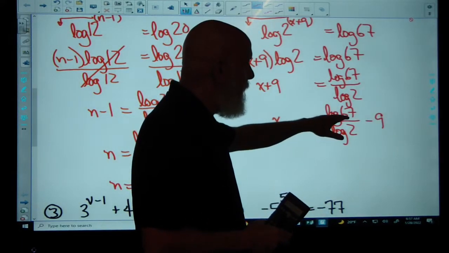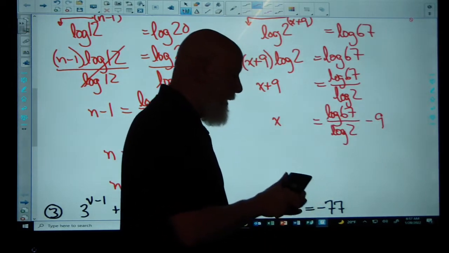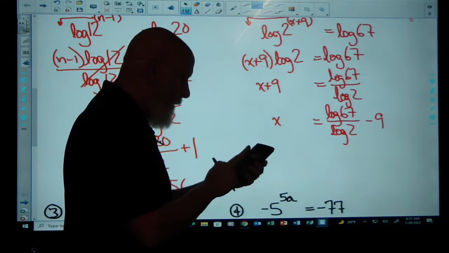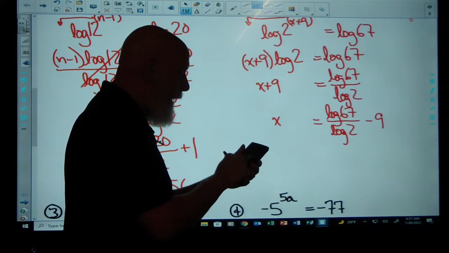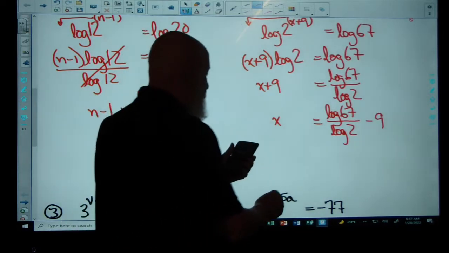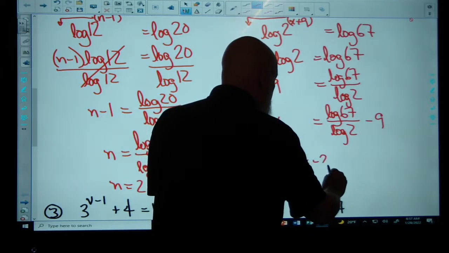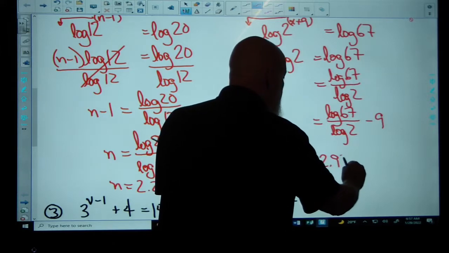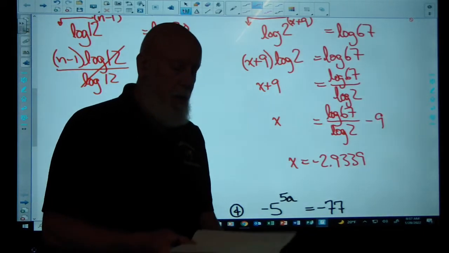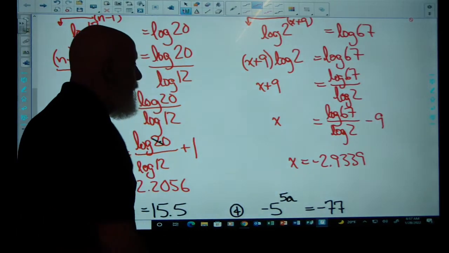I'm going to hit log 67 divided by log 2 equals minus 9 equals. That's what I'm going to do. There's more than one way to get it in the calculator, but that's what I'm going to do. Say log 67 divided by log 2 equals minus 9 equals, and x will be approximately negative 2.9339 if I haven't made a mistake. And I hope I haven't. Negative 2.9339, yay! So hopefully that's making sense.